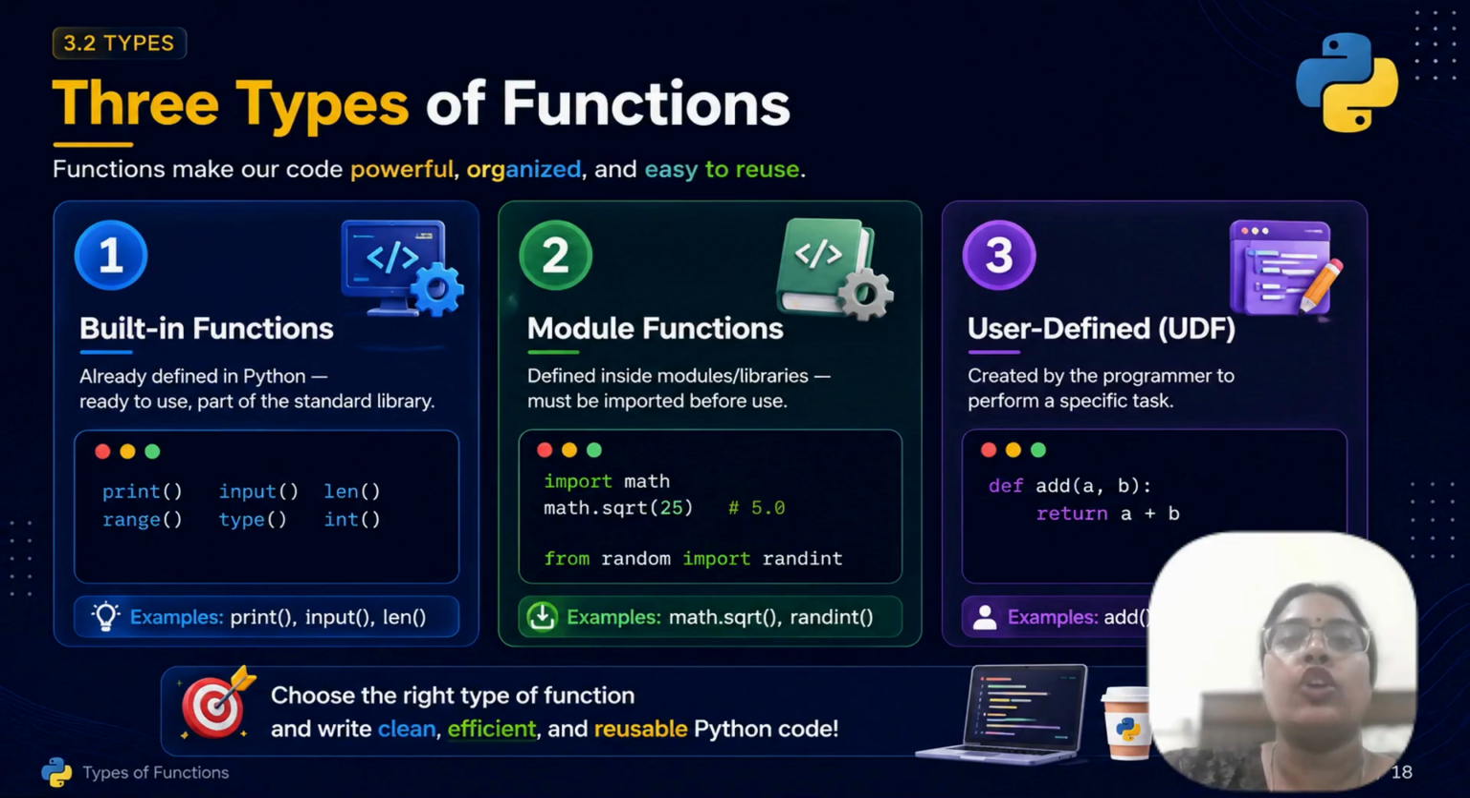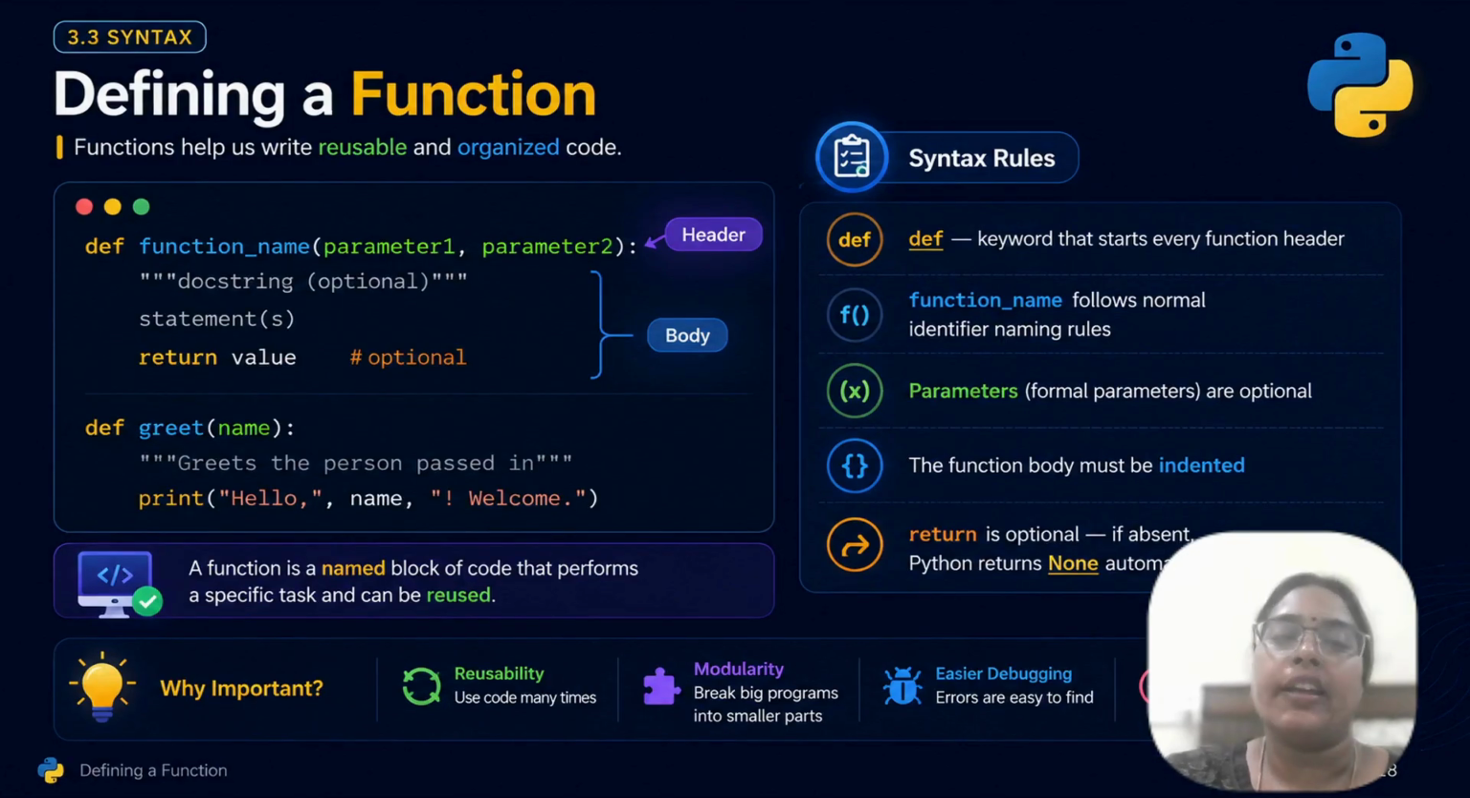That means you are going to import it from somewhere and use it, like math, statistics. In statistics, we use mean, and at the same time, in the random module, we get random integers, and so on. User-defined functions, also called UDF, are created by the programmer, that means we, to perform a specific task like addition, calculation, greet, etc. Choosing the right type of function and writing clear, effective and reusable Python code is our target.